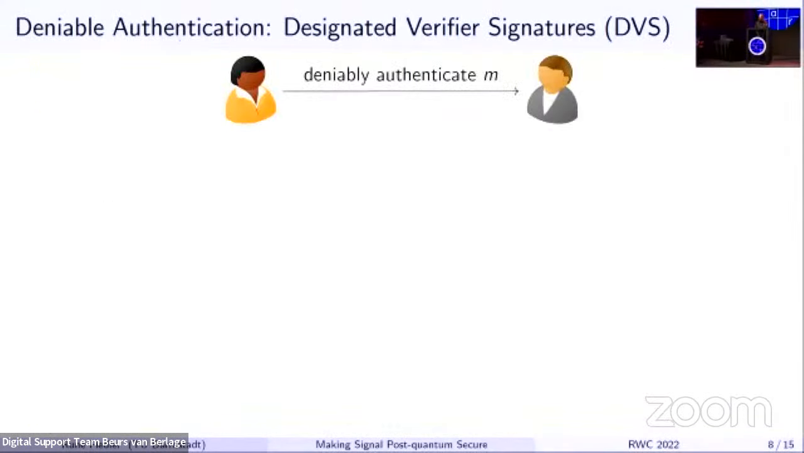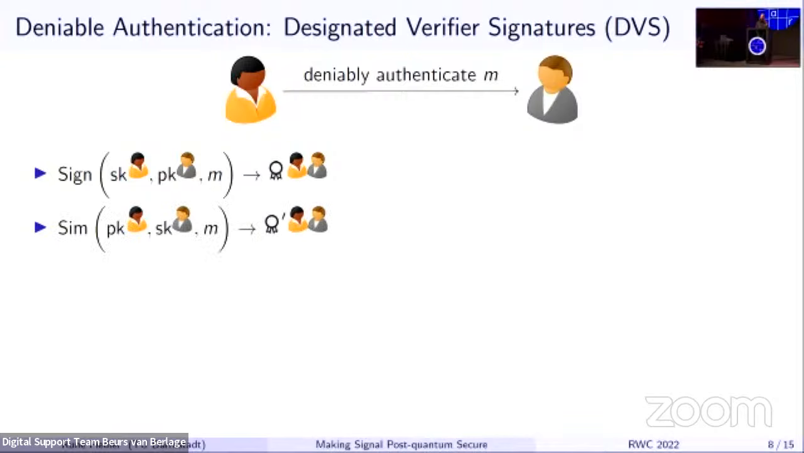So next, let's review what designated verifier signatures are. Alice wants to deniably authenticate a message M to Bob. So how does she do this? She's using the signing algorithm, which takes her own secret key and Bob's public key, as in Alice is designating this signature to Bob. And this produces an Alice-to-Bob signature. And the next algorithm, which is the difference to plain signatures, is the simulate algorithm, which allows Bob to simulate a signature. So this uses Alice's public key and Bob's secret key.